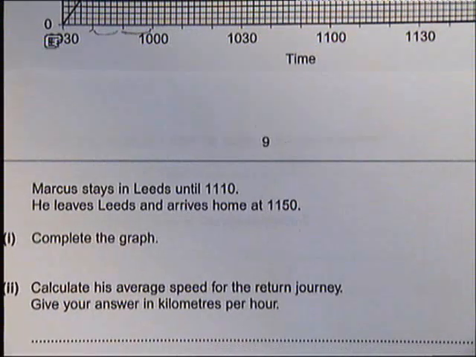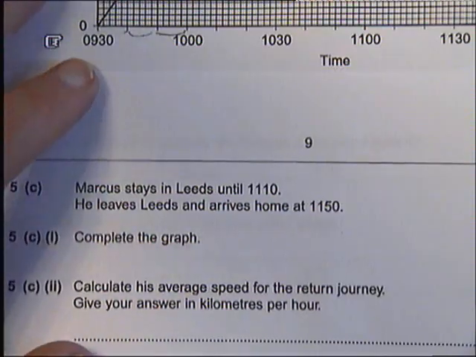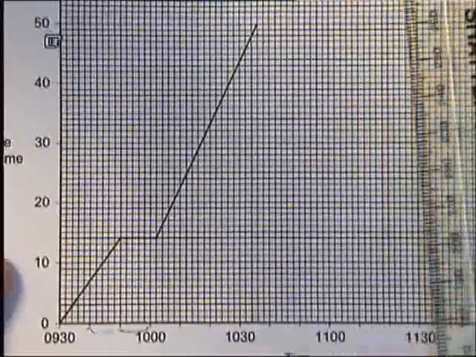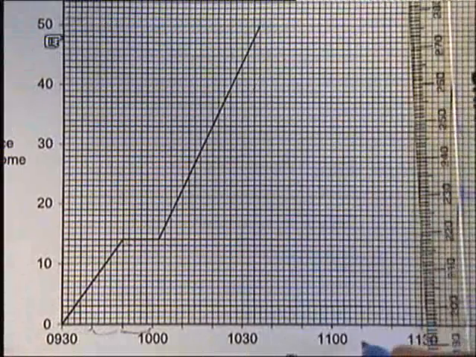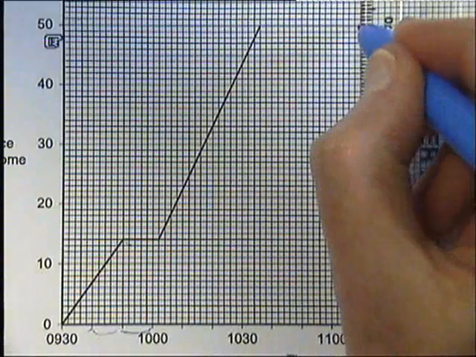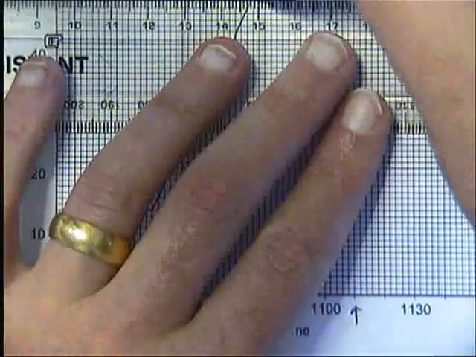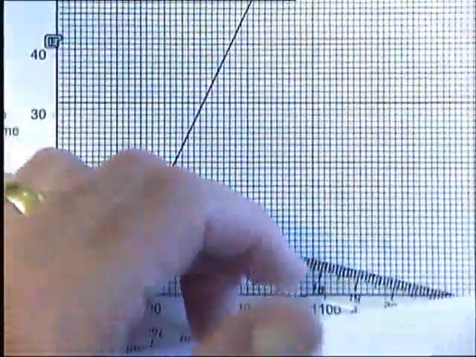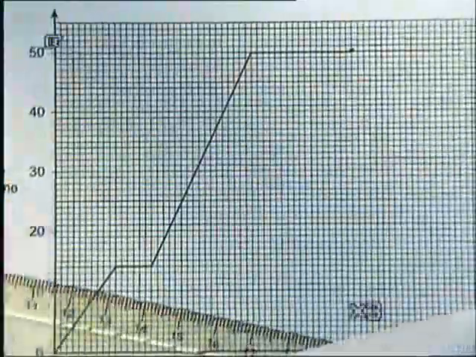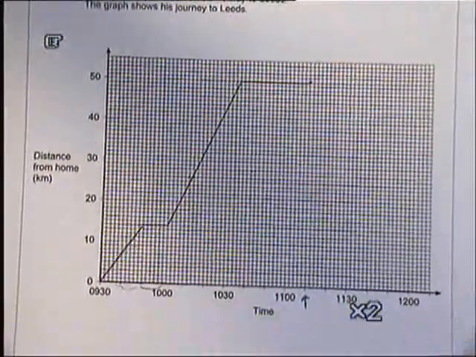The next part of the question says Marcus stays in Leeds until 11:10. He leaves Leeds and arrives home at 11:50. We have to complete the graph. So 11:10 on the graph is at this marker here. So if I go up that line, that will be there. I need to extend this horizontal line, the stopping at Leeds line, which you can see there. If I zoom out, you'll get that a bit better. So it's level with the 50, and it's above the 11:10.